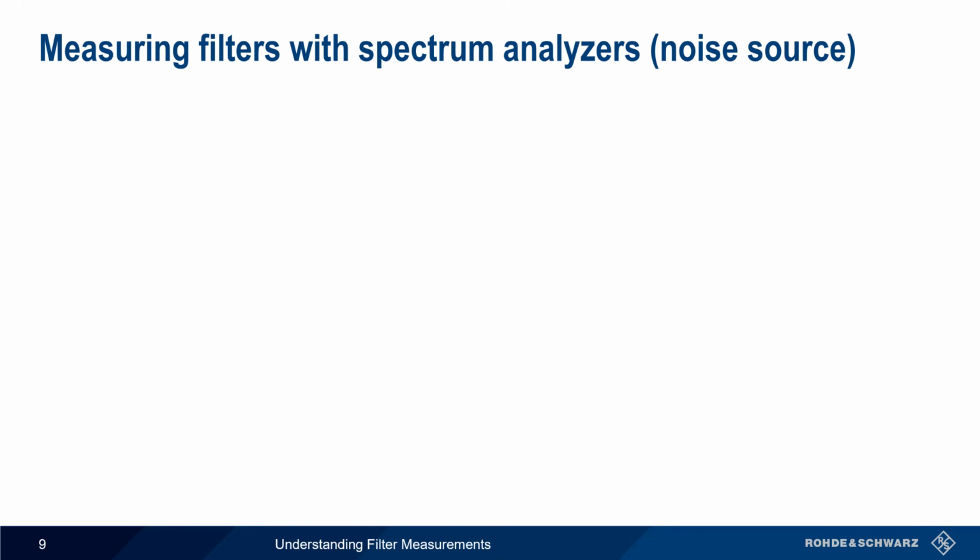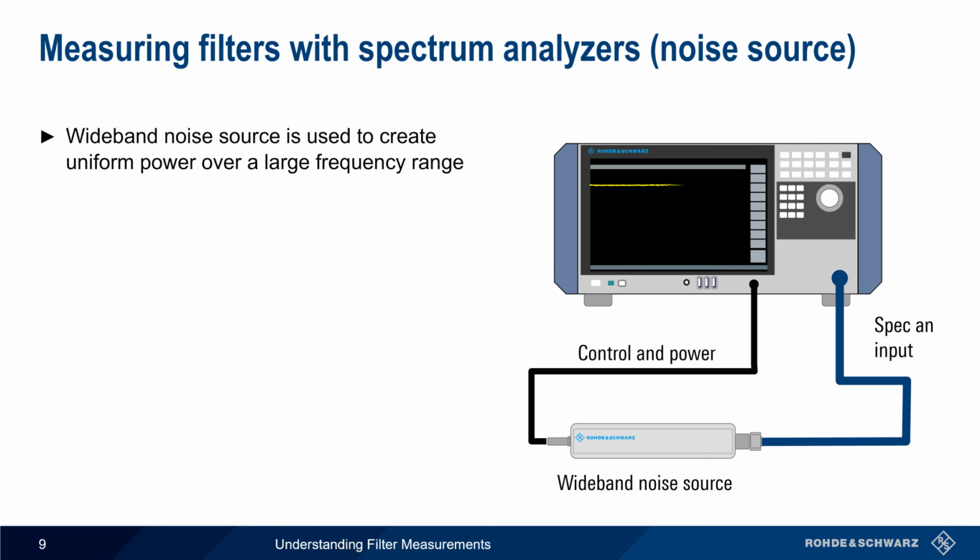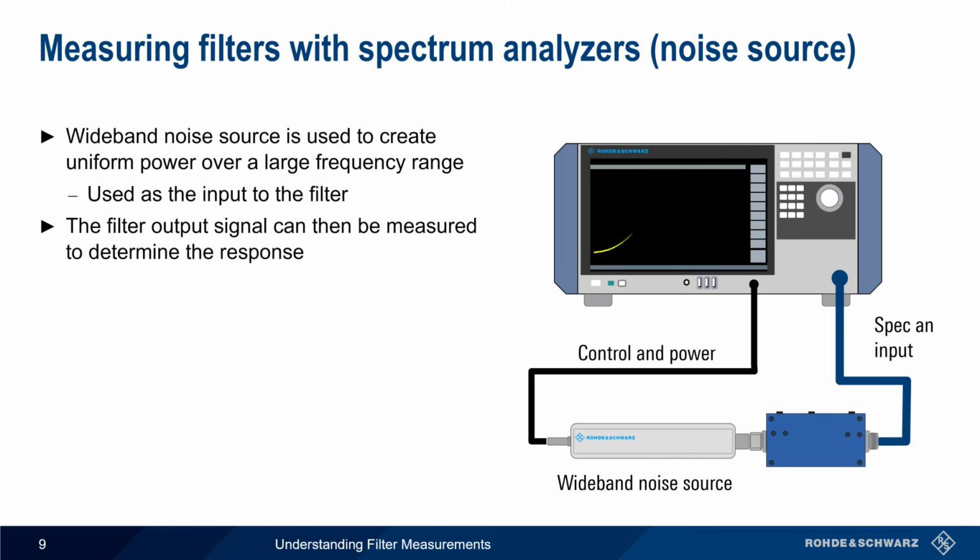Another way to measure filters with spectrum analyzers is using a wideband noise source. This source is usually controlled and powered from the spectrum analyzer and produces uniform power over a fairly wide frequency range. This wideband noise is used as the input to the filter, and the filter output can then be measured to determine the filter response. Note that only the scalar response of the filter can be measured in this way.